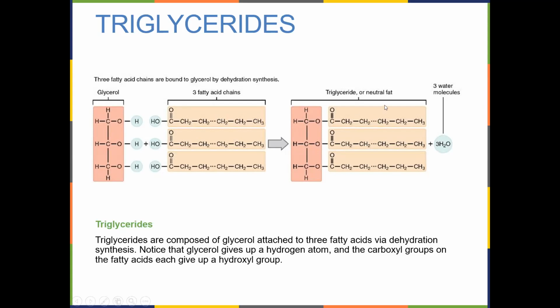You may have heard the term triglyceride when you had blood work done, for example, and you wanted to get your triglyceride levels. What is the fat level in your blood, circulating in your plasma? We measure the triglyceride levels. So this is what a fat looks like: a 3 carbon alcohol with 3 fatty acid chains attached.